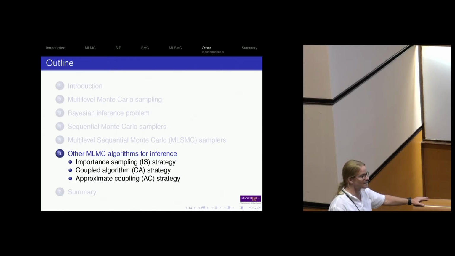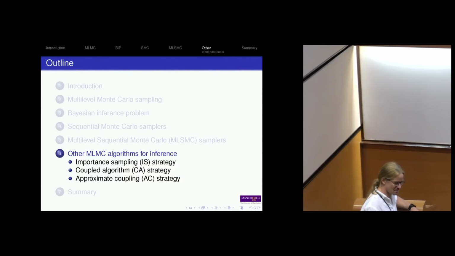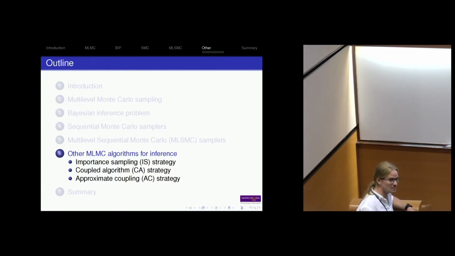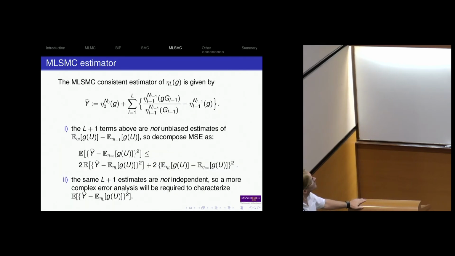Yeah? What's up? So you have access to the unnormalized density for the level L and L minus 1, but what do you do about the normalizing constants, that ratio? What do you do with that in the algorithm? For the ML-SMC sampler, yeah. We just have this thing here. So this is the actual estimate of the ratio of normalizing constants. It's not unbiased, but it's consistent.